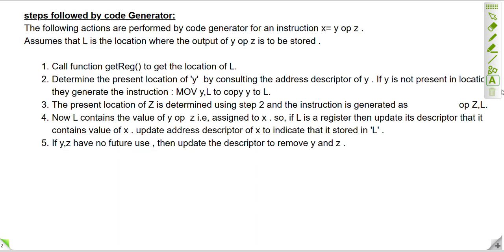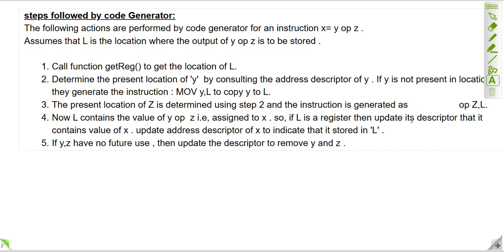If Y is not present in the location L, then we generate the instruction MOV Y, L to copy Y to L. The present location of Z is determined using the same step, and the instruction is generated as OP Z, L. Now L contains the value of Y OP Z, that is, it is assigned to X.